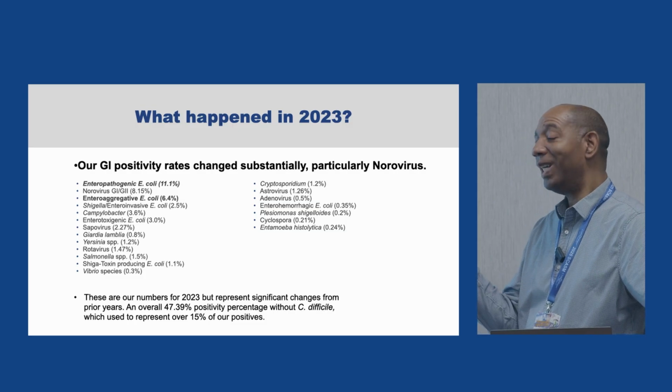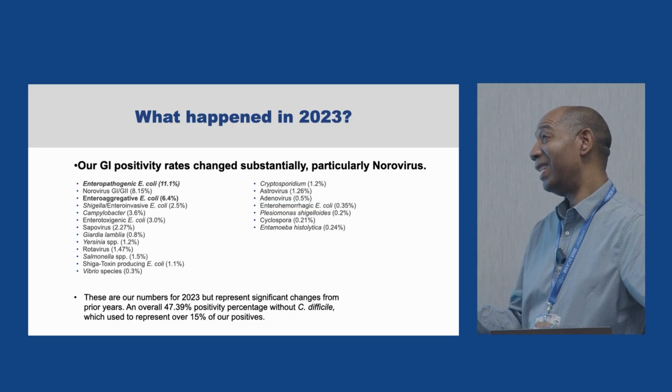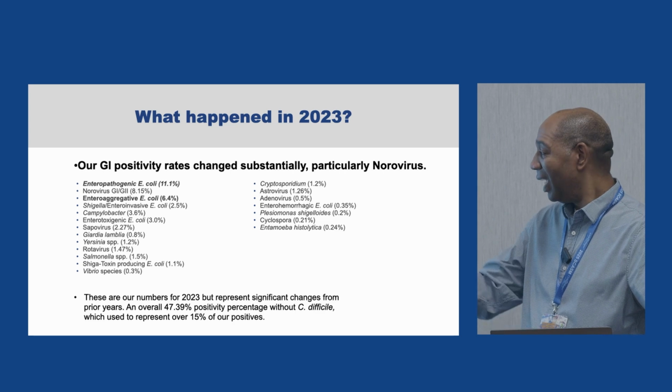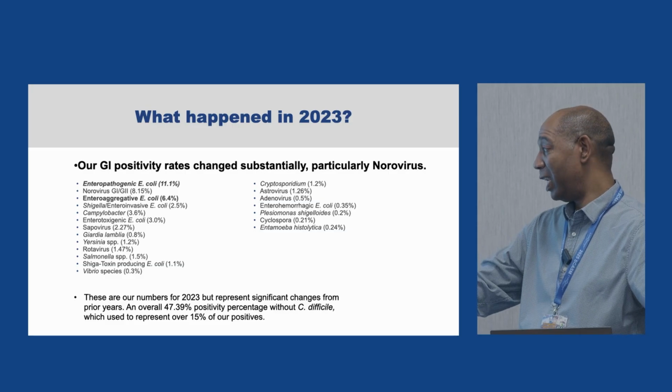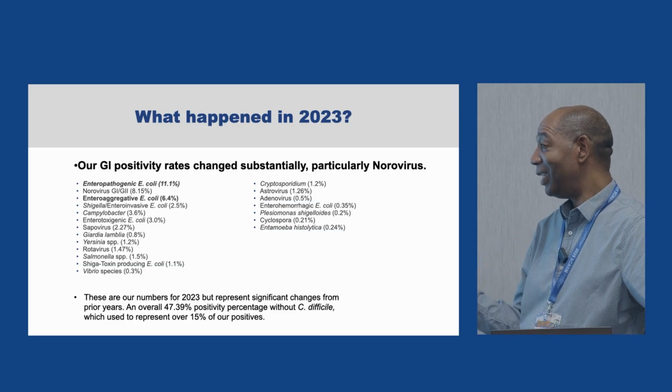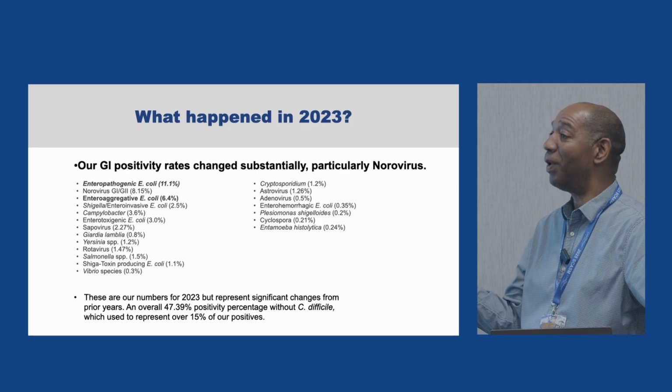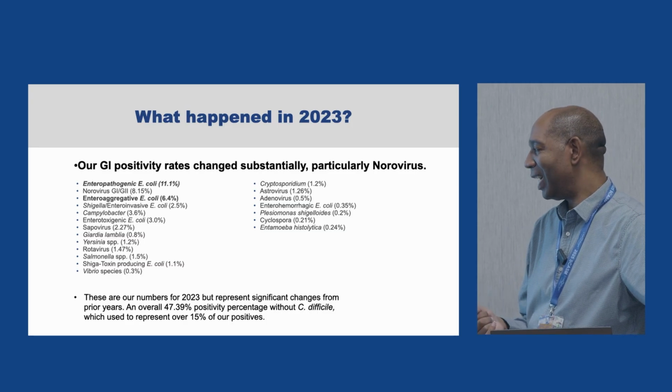So our positivity rate is definitely higher on this test than it used to be. It's not actually 47% because we got a lot of dual positives. It's closer to 35%, but that's much higher than the 21% that I showed you guys before.